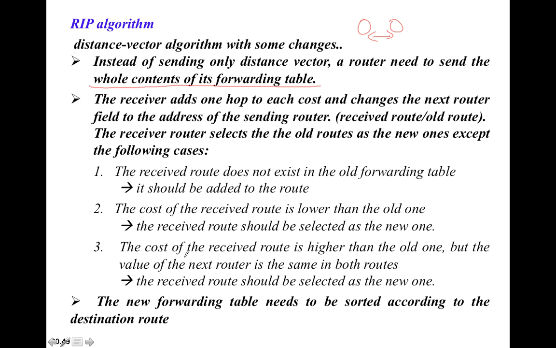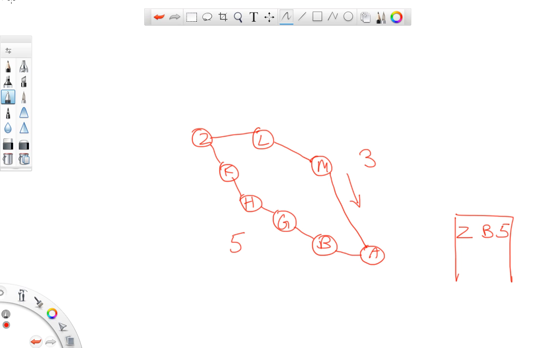And then it says the cost of the received route is higher than the old one, but the value of the next router is the same in both routes. In this case, the received route should be selected as the new one.